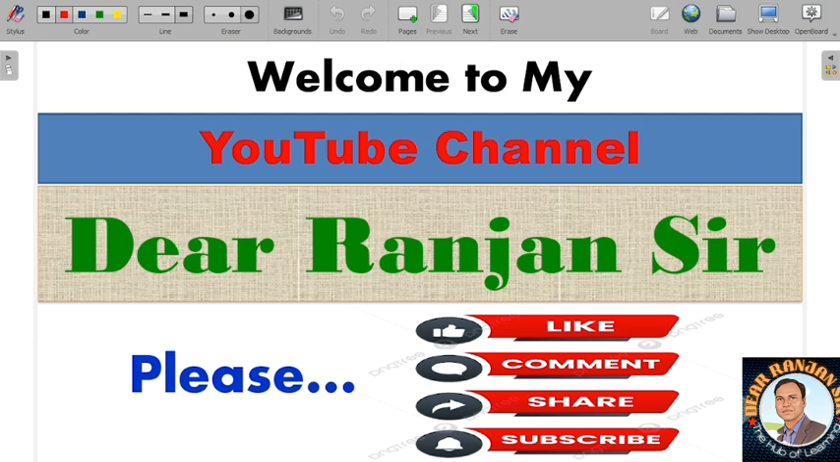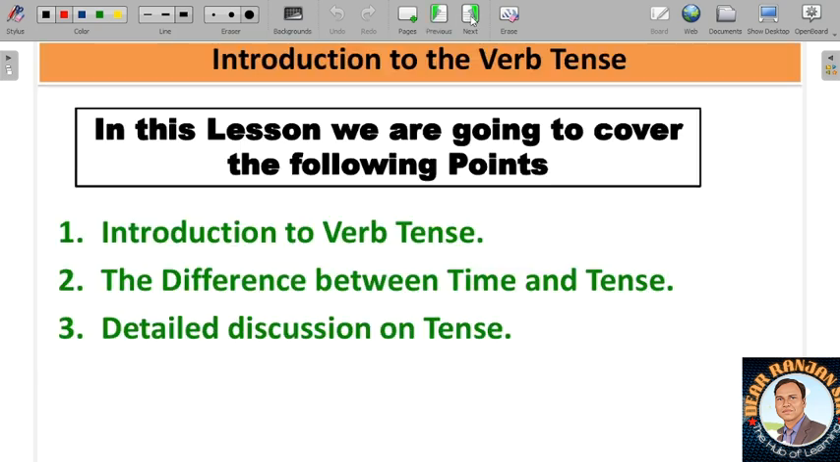Now let's get started with today's lesson. Today we are going to learn about the verb tense introduction, then the difference between time and tense, then about the details of tense.